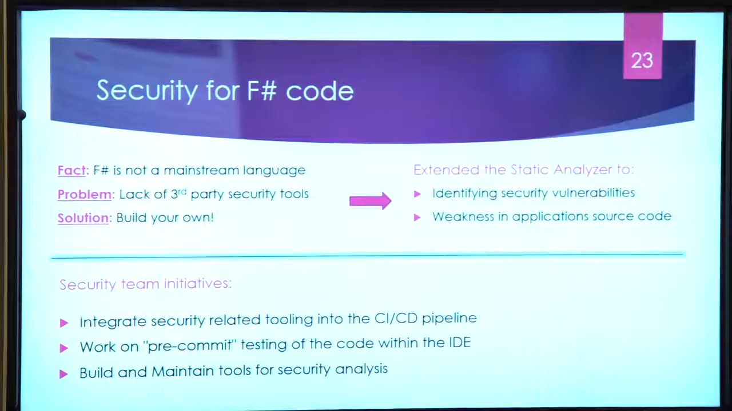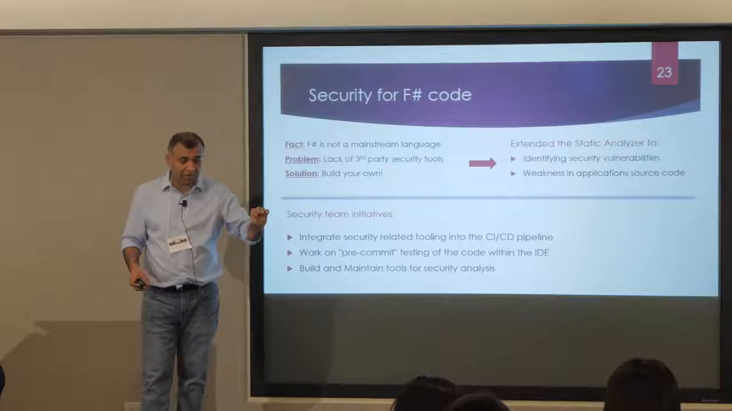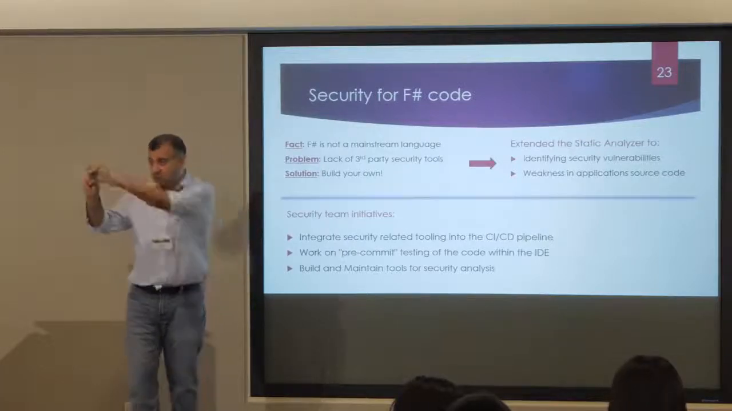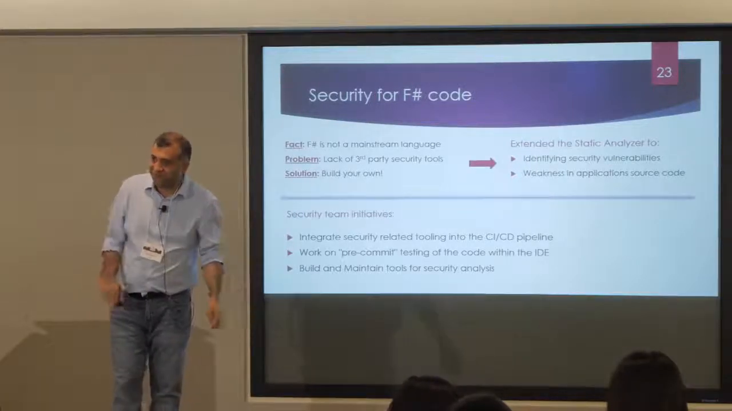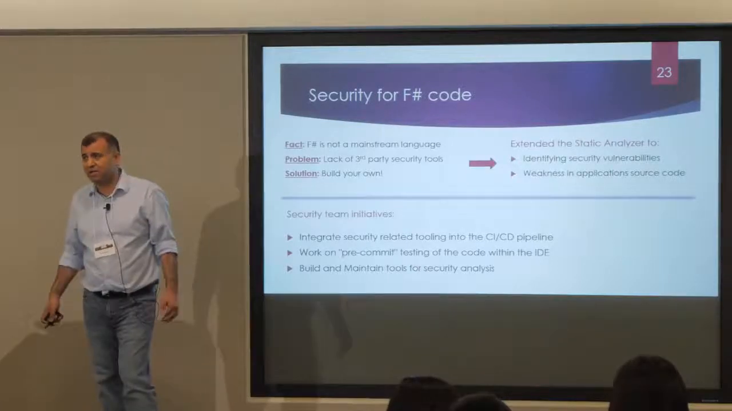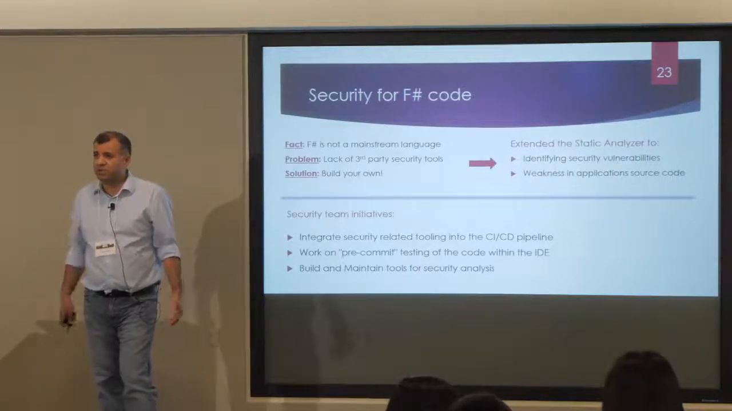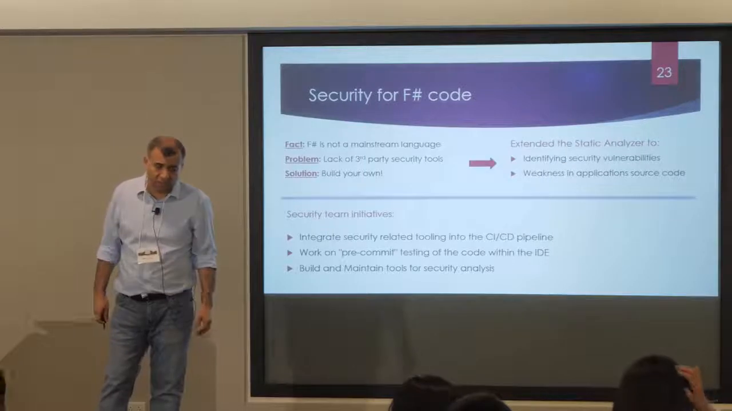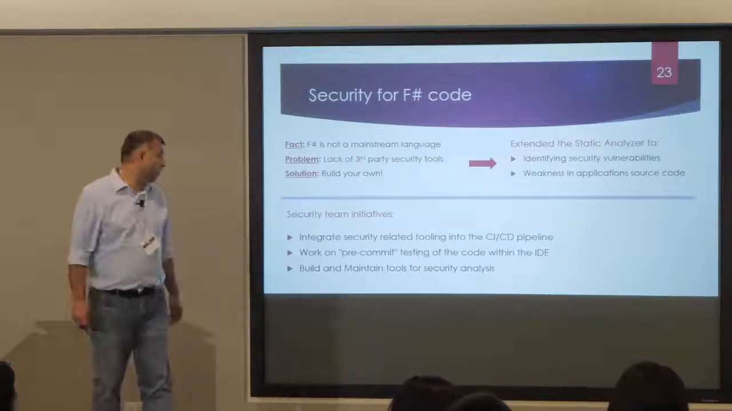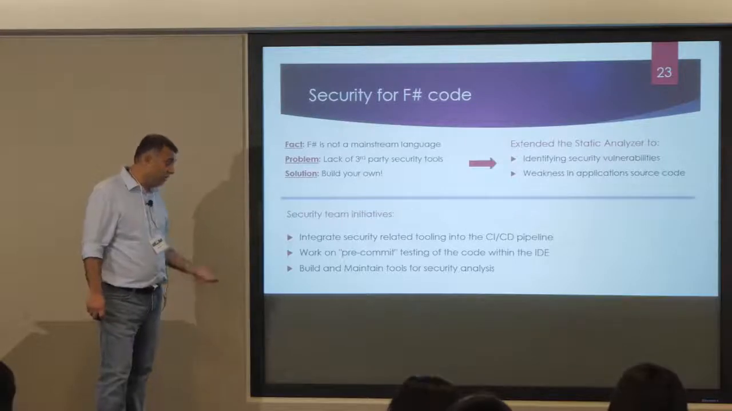That's not a problem. The problem is that once I know there's an issue, I can't map it back to the code, because the link between the code and the binary is not there, right? If it's in C#, there are C# tools that can do that. They can look at your binary, detect the issue, map it to the source code and tell you, this is where you have a problem. We can't do that. So our solution is to build our own, right? We already have the static analyzer. There's a security team working on it. So we are extending the static analyzer to identify vulnerabilities and weaknesses in application code. They have a bunch of initiatives going on, integrating security-related tooling into the pipeline.